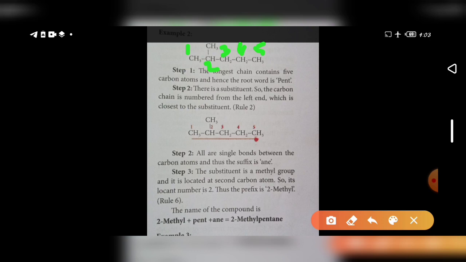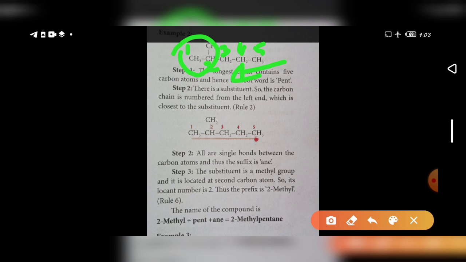So 5 carbons, so the root word is pent. Okay, there is a substituent, so the carbon chain is numbered from the left because it is nearer to the end carbon. Suppose in this carbon you had to come from the right; but here from the left-hand side only you have to count. Okay, so from the left, which is the closest to the substituent, for rule 2. That is rule 2.